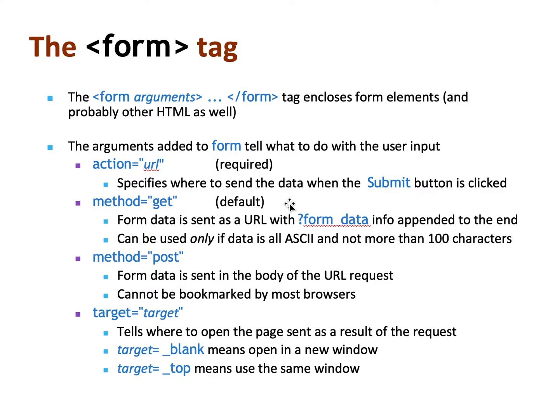And then we have target, which tells us where to open the page sent as a result of the request. Similar to how we'd set target on an anchor tag to open up on a new page or on the same page when clicked. We have target blank, which means open up in a new window, and then target underscore top, which means to use the same window. So then we are going to look into our input tags.